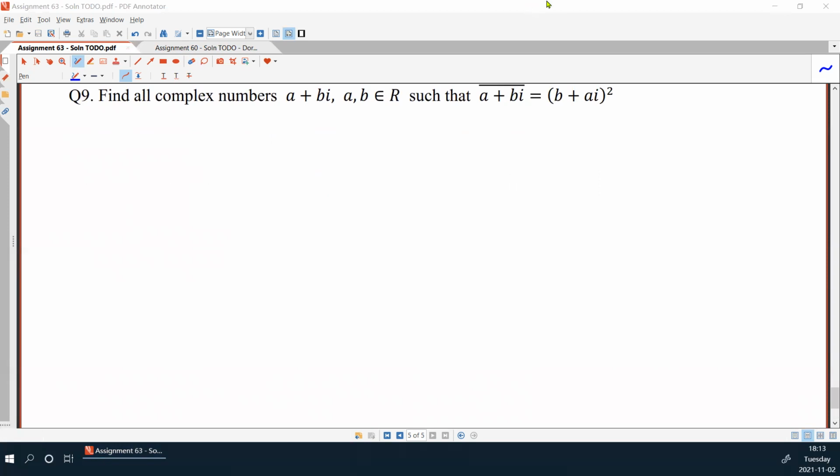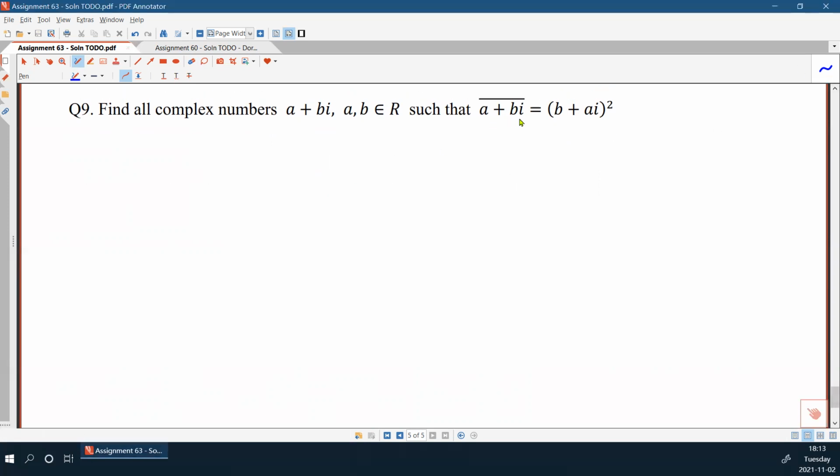Find all complex numbers a plus bi, where a and b are real numbers, such that the conjugate of a plus bi equals (b plus ai) squared. Okay, so let's start from the given information here. The conjugate of a plus bi equals (b plus ai) squared.